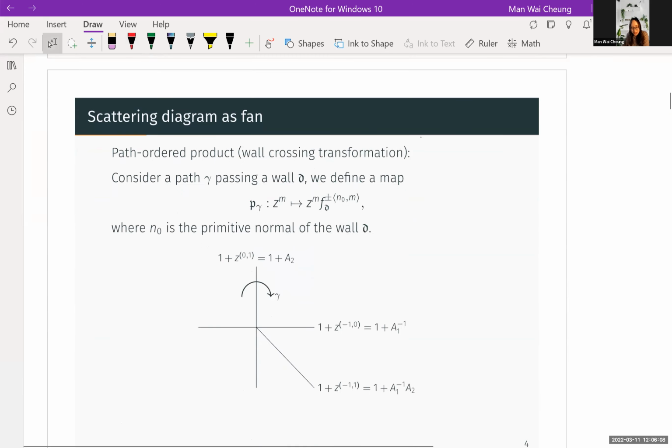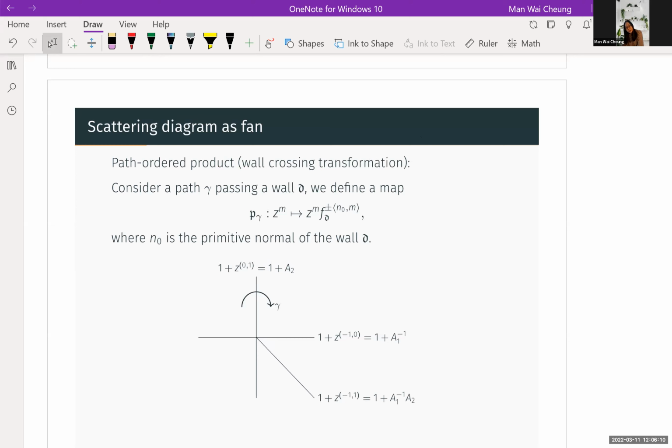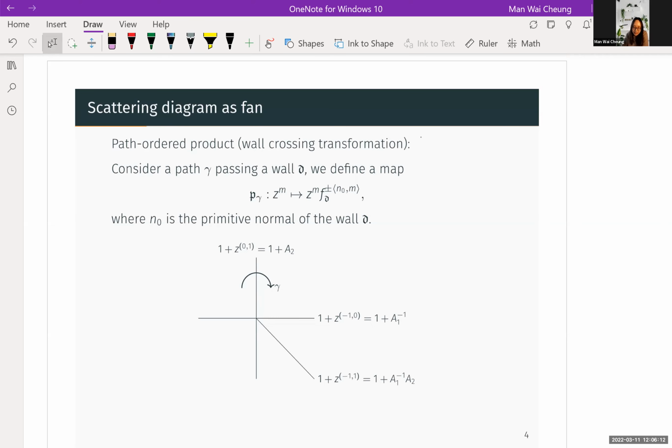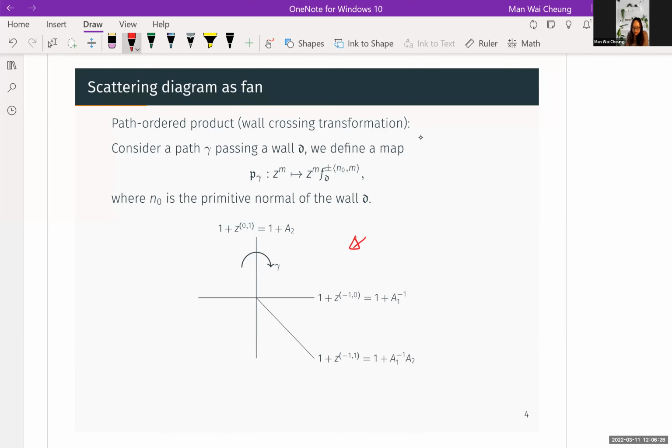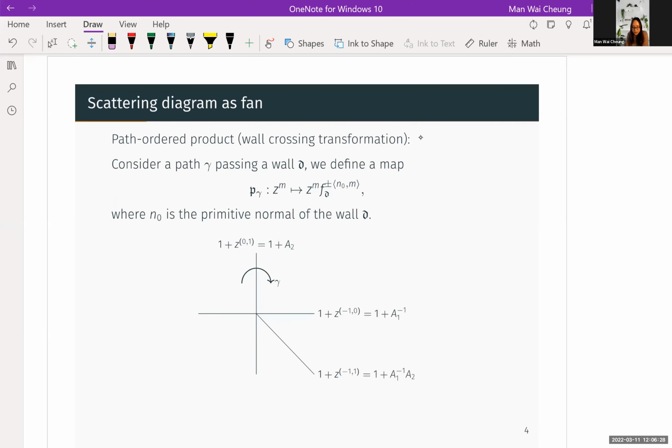And then once we have the wall and the scattering diagram, we want to pass the wall. And what do we mean by passing the wall, or path order product? We define an automorphism of the Laurent polynomial ring, which, like in the picture indicated here, we have a scattering diagram and we have a wall that we want to pass over.